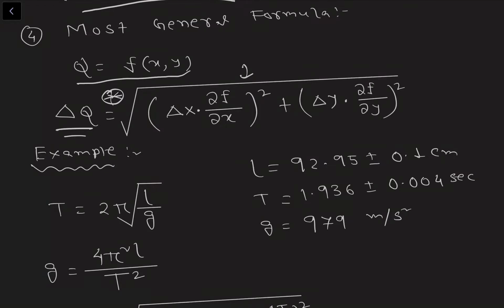From this formula we can easily derive all the previous formulas we discussed. You can try it, it is very easy. Like you can take q is equal to x plus y and do it. Q is equal to x times y, do it. Q is equal to x to the power n, then do it.